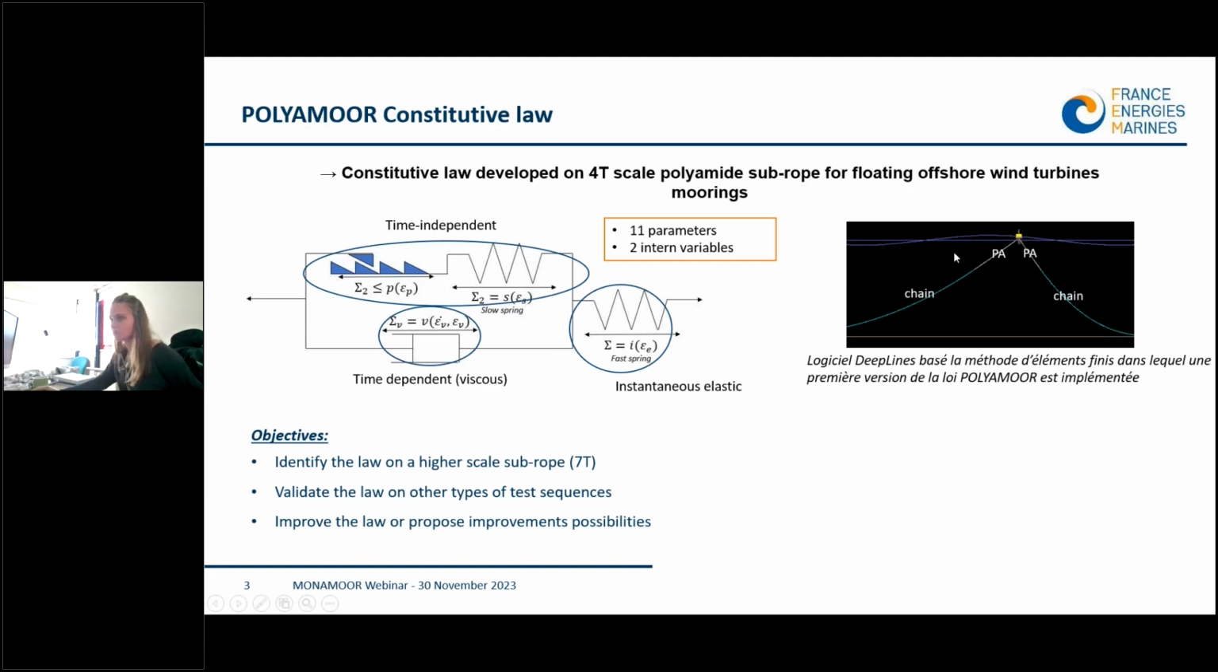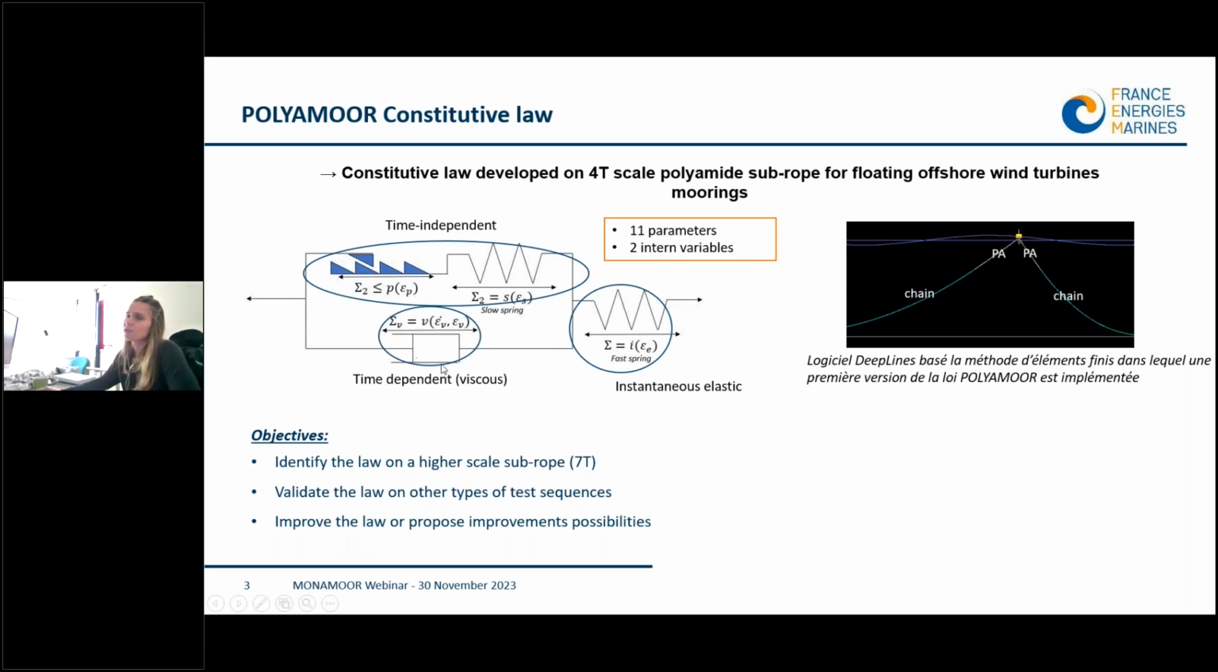So here is a picture. It's a constitutive law that has 3 main parts, and it contains 11 parameters. The first part here aims at representing the instantaneous elastic response of the line. Then there is a part that describes the time-independent response of the mooring line. So it will be plasticity and strain due to the constriction of the rope, and a delayed elasticity.